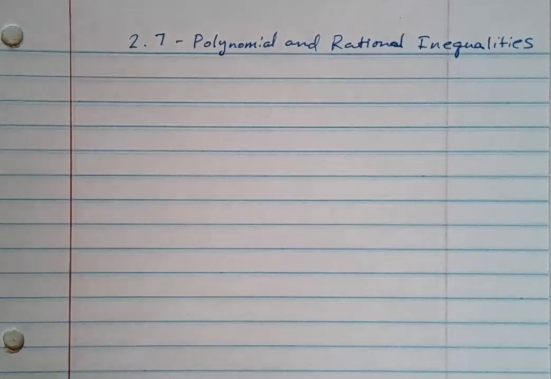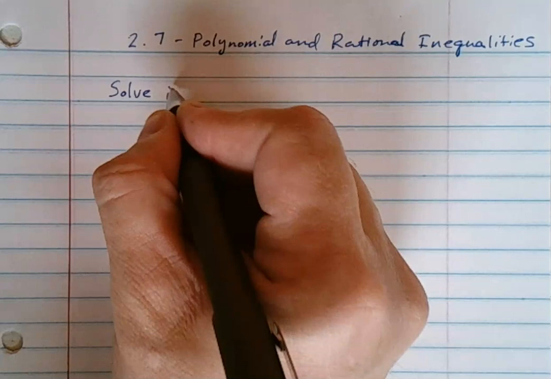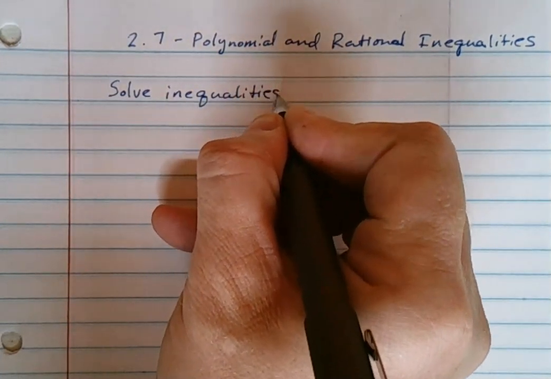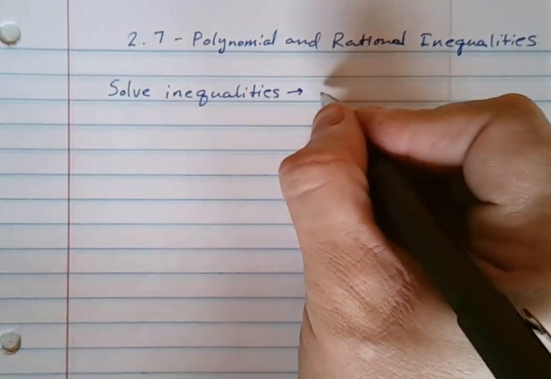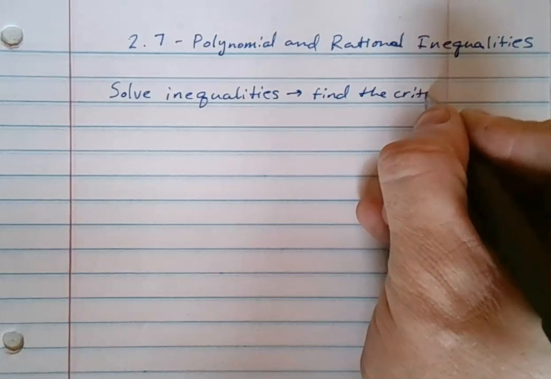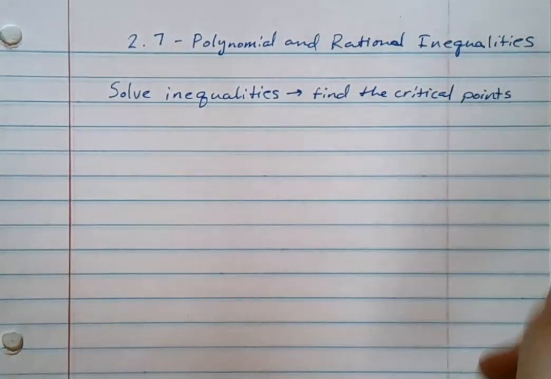All right, so today we're going to talk about polynomial and rational inequalities. So here we go. To solve inequalities, we're going to find the critical points.